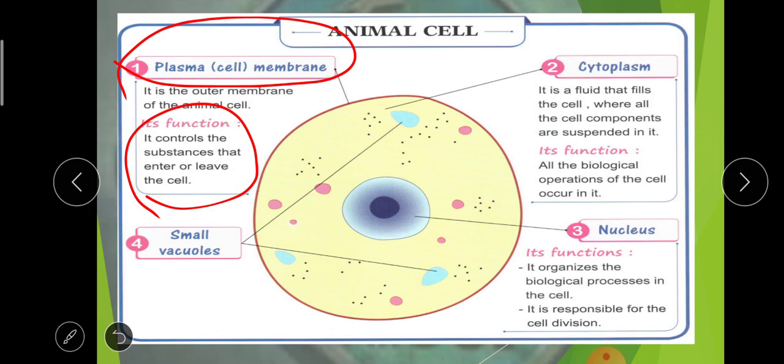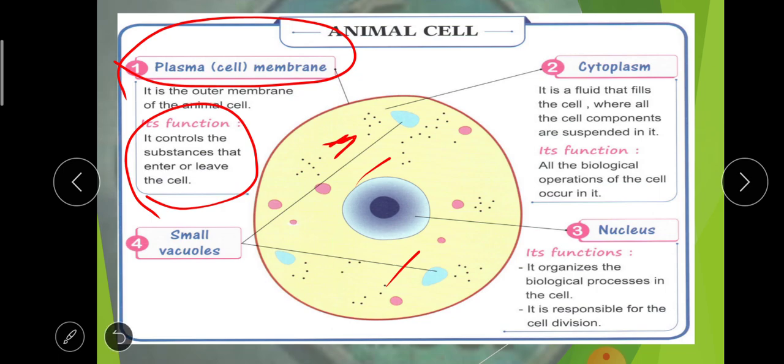The second component in the animal cell is the cytoplasm. It is a fluid or liquid that fills the cell from inside, where all the biological operations occur. It is like the kitchen of the cell. It is the place for all biological operations to take place. Biological operations, we said before, are like what? Like respiration, excretion, growth, and so on.